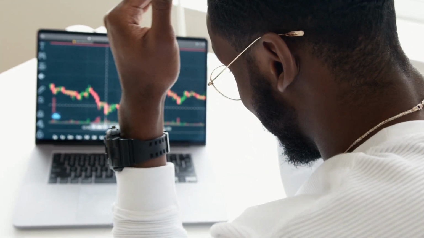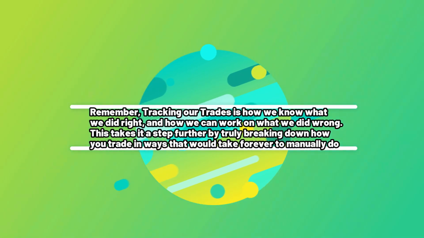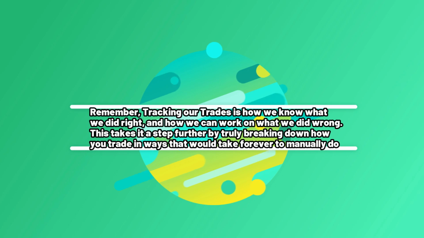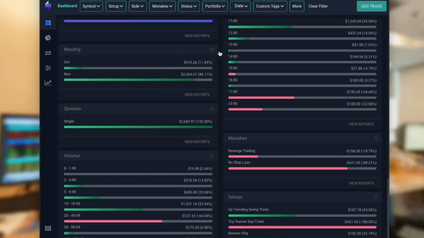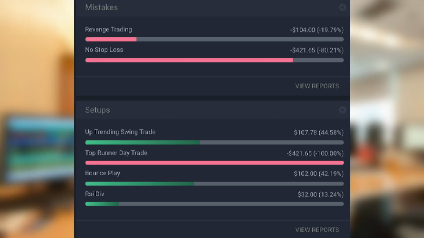Remember, tracking our trades is how we know what we did right and how we can work on what we did wrong. This trade tracking software takes it a step further by truly breaking down how you trade in ways that would take forever to manually do. You can also see what months you did best during. If you do option spread trading, which I go over in my free trading course I mentioned at the start of this video, then you can track your spreads too. You can break down your trades by volume and see which days of the week you are most profitable during. Mistakes and setups have to be manually entered, which we will go over.